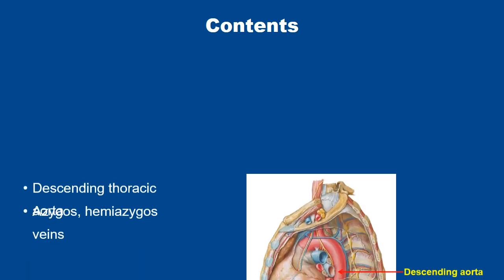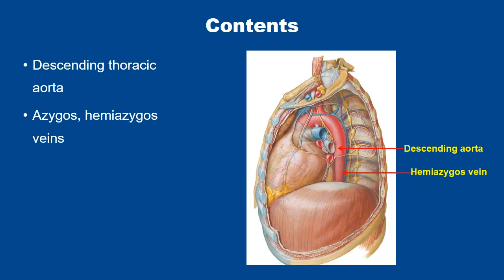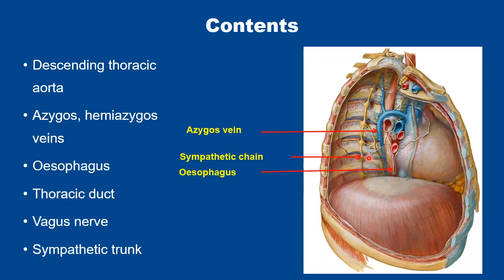Then the contents of the posterior mediastinum. It contains the descending thoracic aorta. Here we can see the descending thoracic aorta. It also contains the azygous and hemiazygous veins. Then it contains the esophagus. Here we can see the esophagus, and the thoracic duct. Here we can observe the thoracic duct, then the vagus nerve, then the sympathetic trunks. So these are the contents present in the posterior mediastinum.